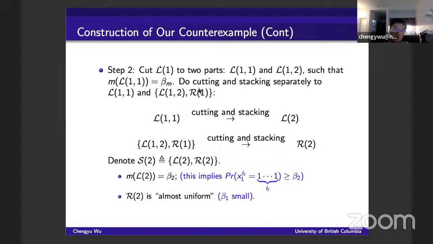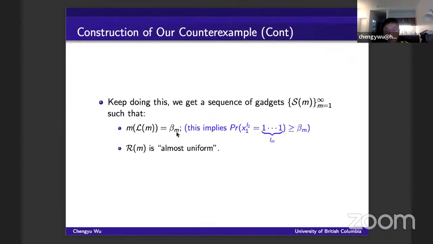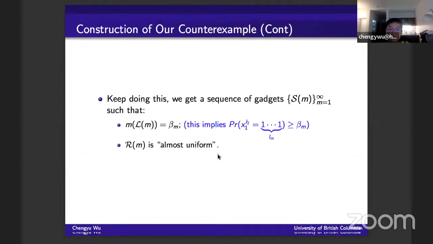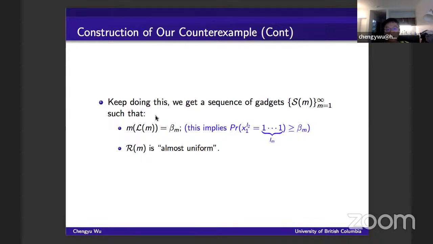And then we can cut and stack to get a new gadget. By doing this, we can always control the gadget on the left-hand side to have a fixed measure. So for any n, we will have a new gadget S of n, which contains L of n and R of n, and L of n always has a fixed measure. So eventually we have a sequence of gadgets such that the left-hand side has a fixed measure and the right-hand side is almost uniform.